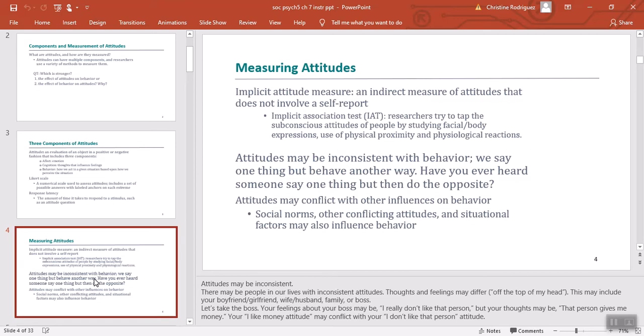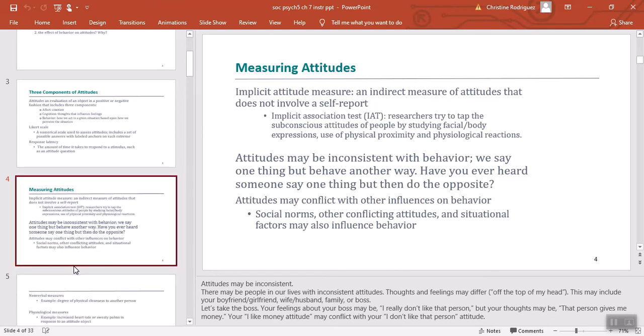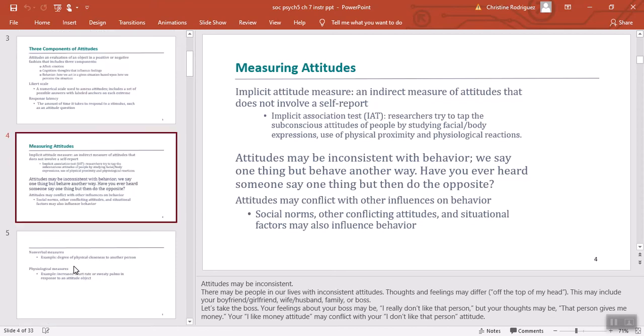Okay. And so, one of the things that we're going to look at in this chapter is which comes first, the behavior and then the formation of the attitude, or the attitude and then the formation of the behavior. So, it is an interesting question, and maybe the answer is one for certain things and the other for other things.